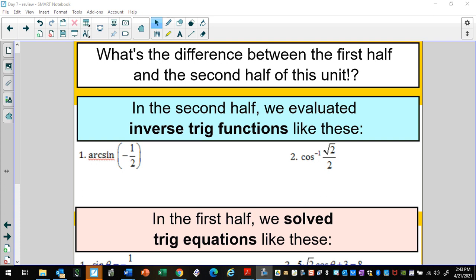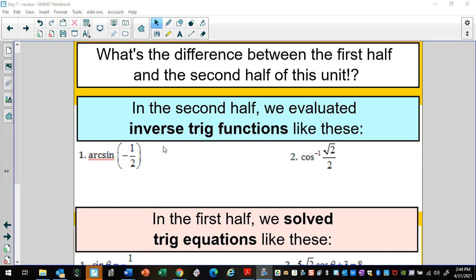Guys, I just wanted to take a second, now that we've finished this unit and we're moving into the test next class, and you're going to be reviewing tonight or this weekend, and just take a second to think about the first half of this unit versus the second half of this unit, and how are they similar and how are they different. Okay, in the first half of the unit, we did problems like these blue ones here.